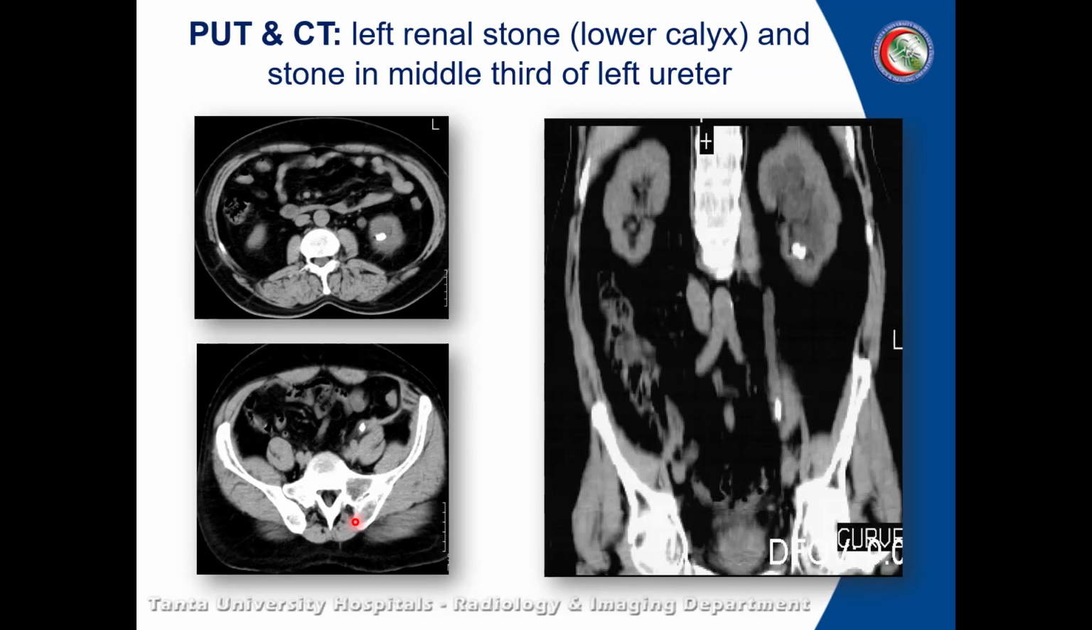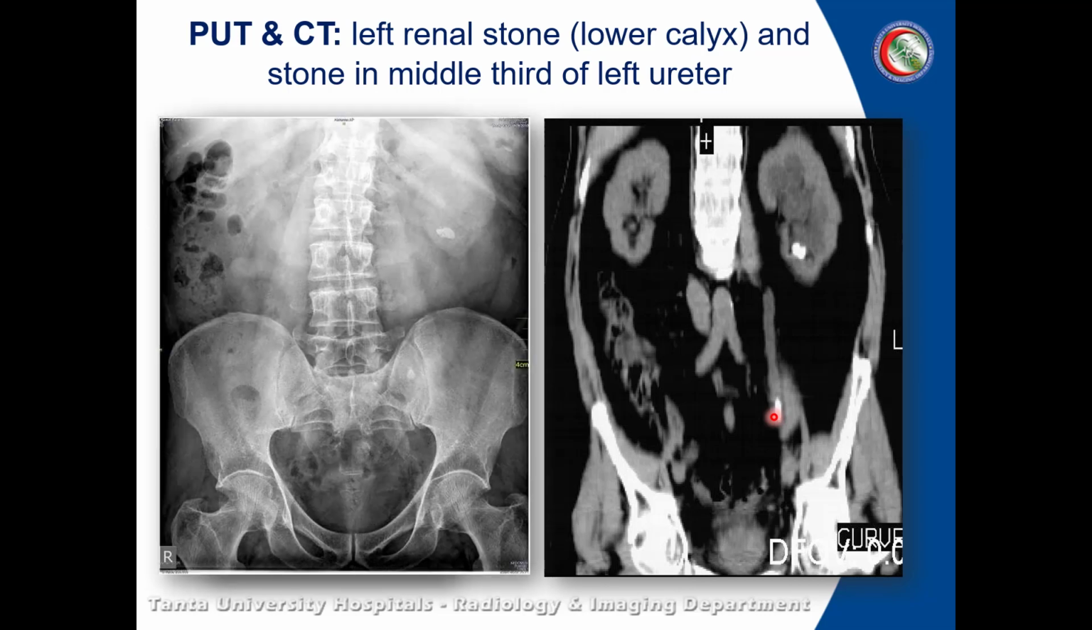Another case, this is a CT scan, axial cuts and coronal cuts, showing a stone which is white in color seen in the lower calyx and in the middle third of the left ureter. So the full comment is CT scan showing a left renal lower calyceal stone and a middle third left ureteric stone, and also this is the PUT of the patient. This is a left renal lower calyceal stone and a left ureteric middle third stone.